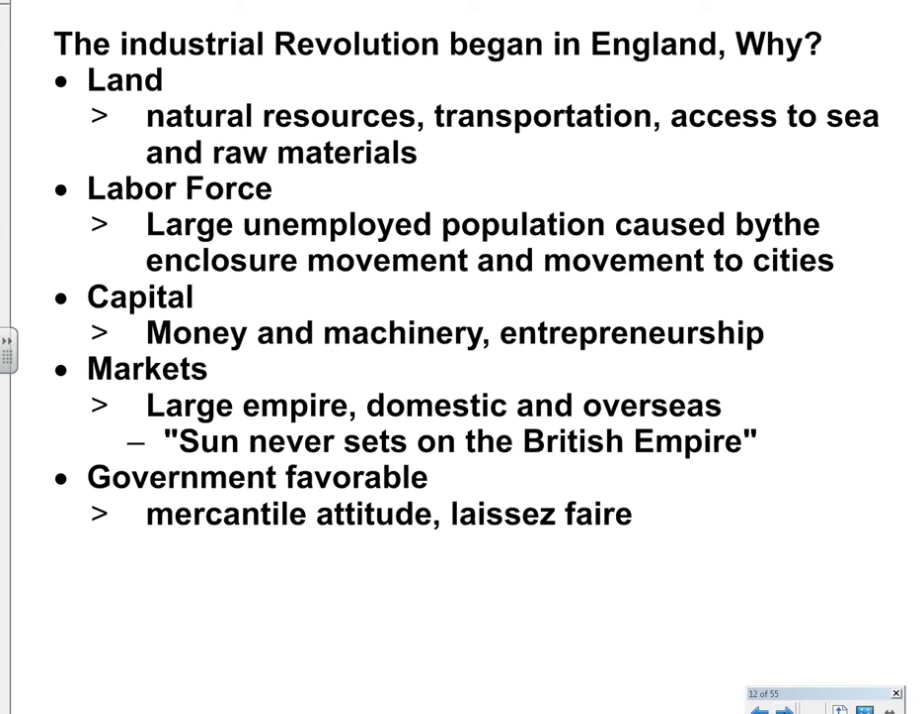Okay, the Industrial Revolution begins in England. I've already gone over quite a bit of this. Land, natural resources, transportation, access to the sea and raw materials. Labor force, because of the Enclosure Movement. Capital, they've got the money from their conquests and from their overseas territories. Markets, they have the largest empire on the planet. There's an old saying that the sun never set on the British Empire. So they had plenty of places to sell their goods, and they had the Navy and the merchant Navy to get it out there, and then the government was in favor of it. They had the mercantile attitude, and they also had a very laissez-faire or hands-off policy towards business.